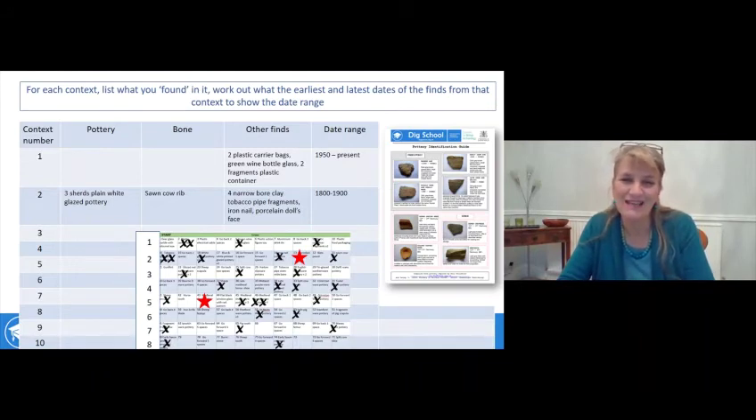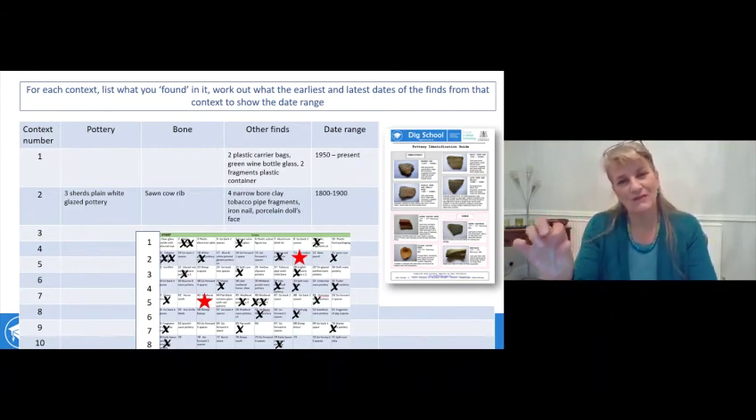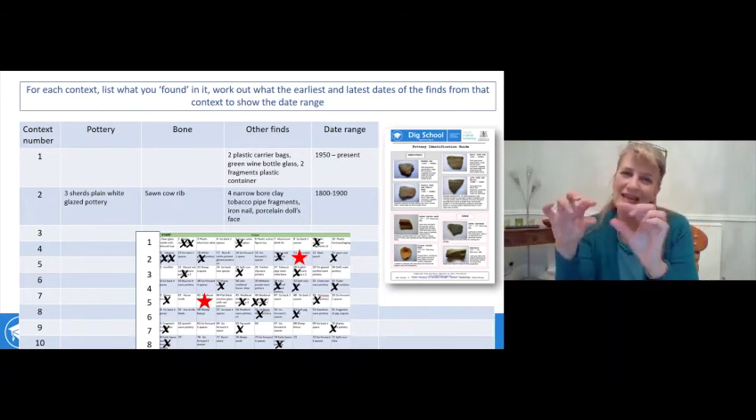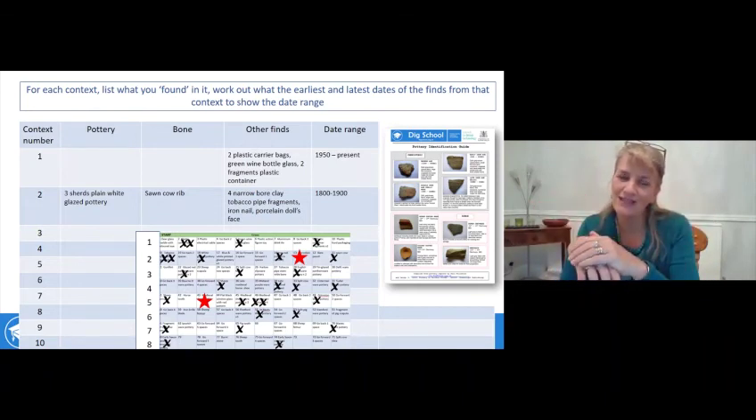So what you can now do for each context is list what you found in it. Under pottery here, as it happens on this particular playing of the game, there wasn't any pottery in the top context, but there were some other finds. There were those 2 plastic bags, that bit of green wine bottle glass, and so on. And on the next context down, there were 3 sherds of plain white glazed pottery, sawn cow rib, and some clay tobacco pipe stems. So what you can do from those finds is estimate a date range for that context.